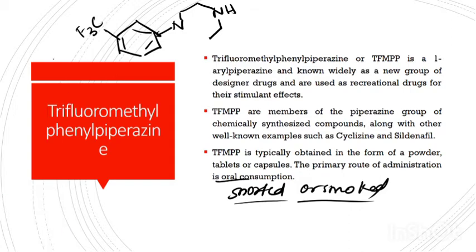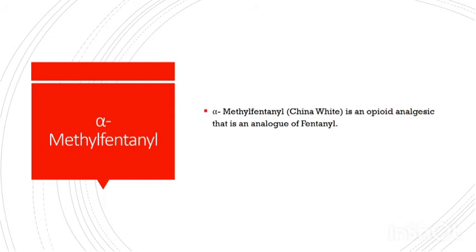So that's it. Then next is alpha methyl fentanyl. Alpha methyl fentanyl, also called China white, is an opioid analgesic that is an analog of fentanyl. And its structure is also like an aromatic hydrocarbon. Benzene rings are there.